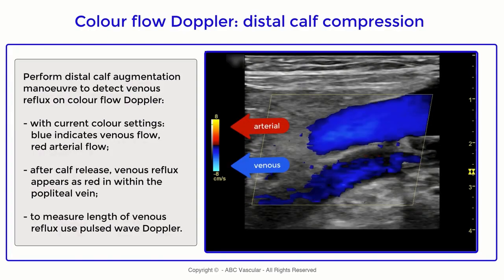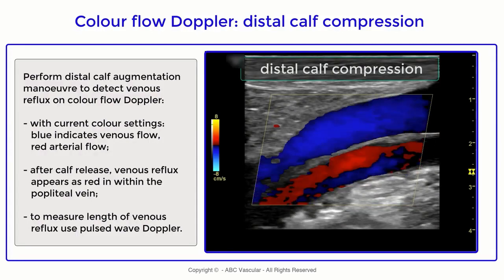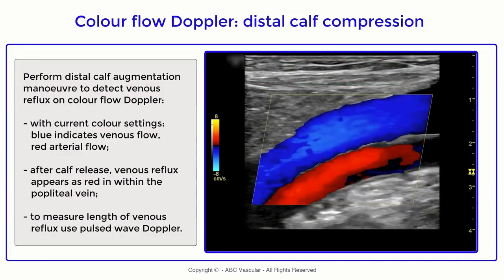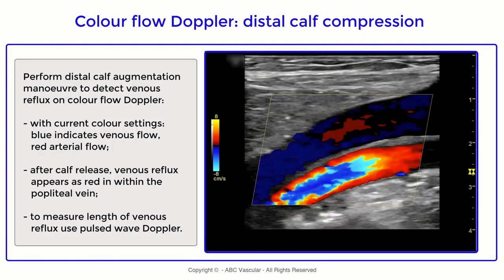By applying a dynamic maneuver such as distal cuff compression, we can provoke the venous flow, and once we release the cuff, we can see evidence of reflux, which appears as red, considering the current color scale settings.